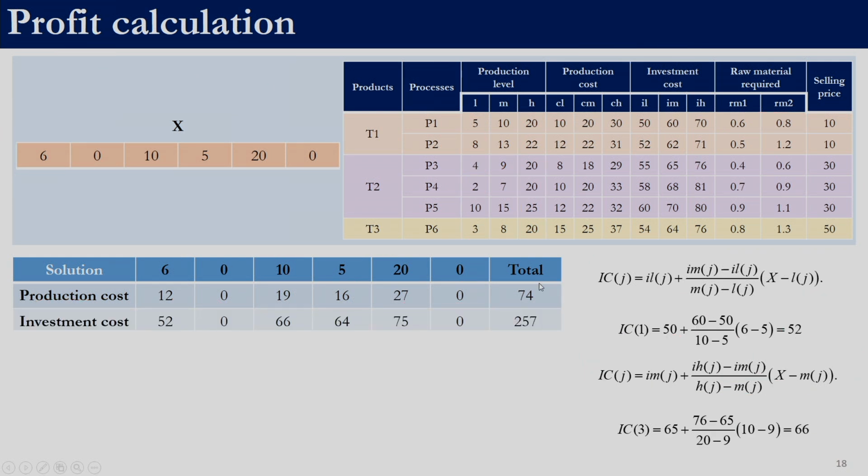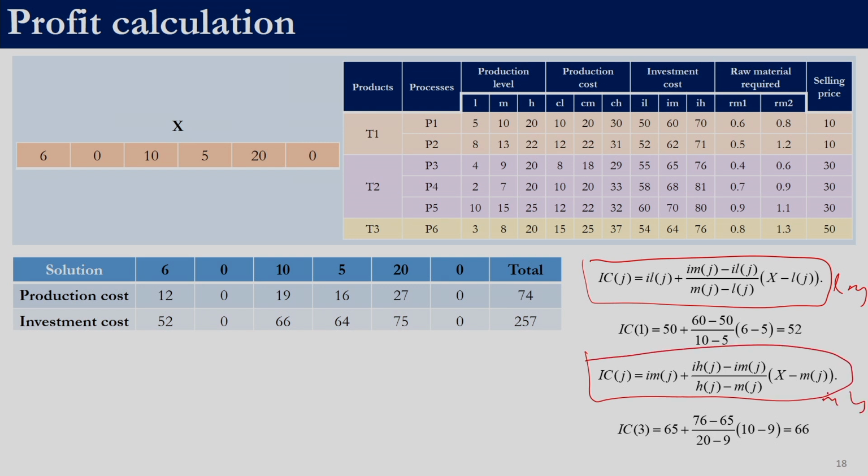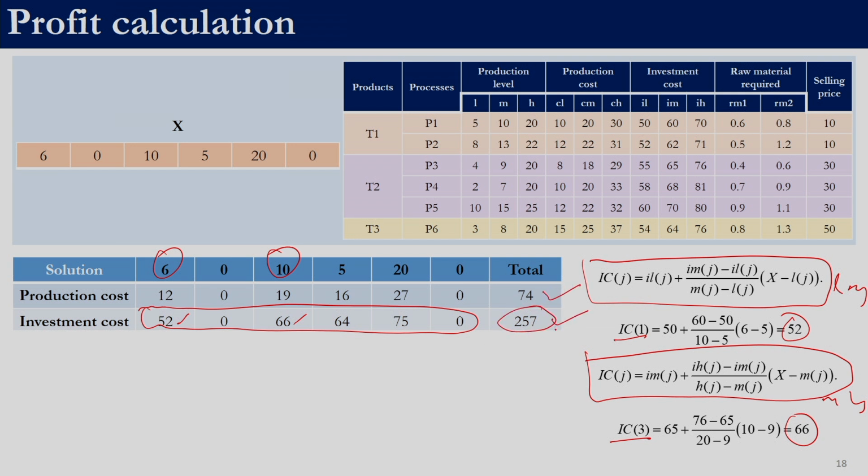Similarly we can calculate the investment cost. So, this equation is for between L and M, and this equation is between M and H. So, for the first and the third one we have shown you the determination of cost. So, this is 52 and this is 66. For the rest of the processes you can calculate, and if you sum these values it will turn out to be 257. So, the production cost is 74, the investment cost is 257 if we choose to produce as per this plan.